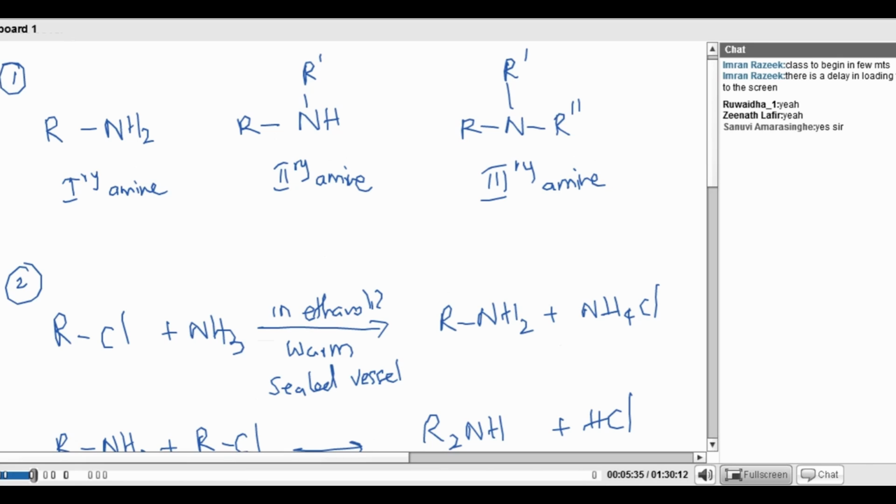So question number two: how are primary, secondary, and tertiary amines prepared when ammonia is heated under reflux, under pressure? Under pressure, in the presence of haloalkane, the hydrogen of ammonia will be replaced by alkyl groups, resulting in various amines. And for examples, you can copy how the three amines are produced.